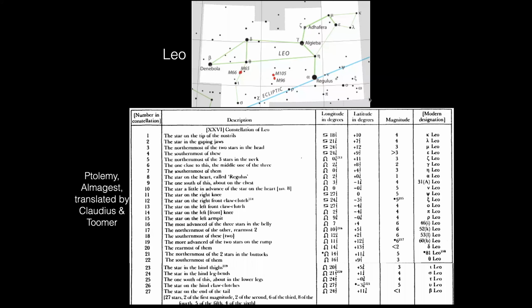So we look at the translation by Claudius and Toomer of the constellation Leo, and I'll put up the modern names of it. The northernmost of the two stars in the head, that's what Ptolemy wrote and translated by these guys, Ras al-Asad, the head of the lion. The southernmost of these, Al-Janubi, the southern one. We could go through all of these, but I won't. Denebola is Deneb al-Asad, the tail of the lion. And so those of you who know Cygnus will recognize as well Deneb as the tail of the swan.